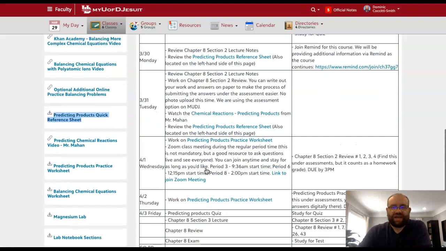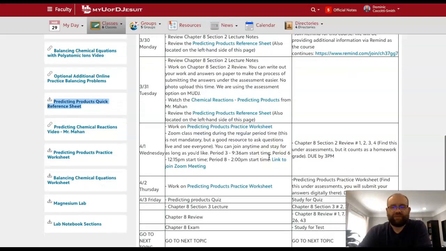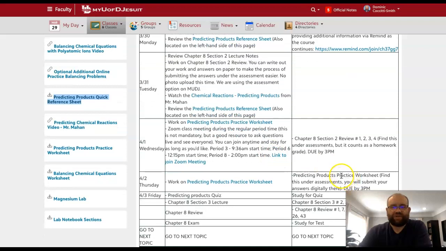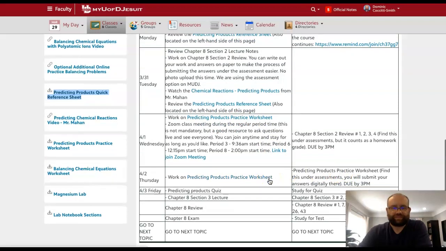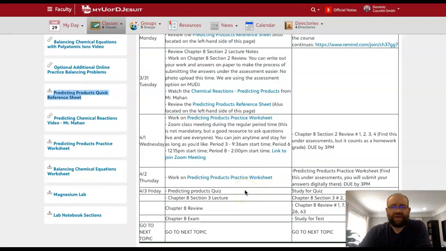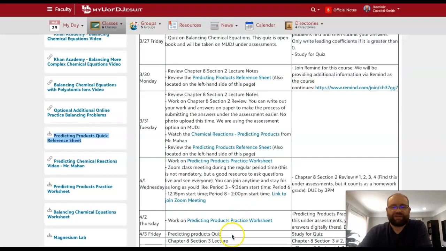Now for Wednesday, what I'm going to do here is post walking through a couple of these problems, and I'll do the same for the practice worksheet that's due on Thursday. Then on Friday, we'll have a quiz on predicting products.